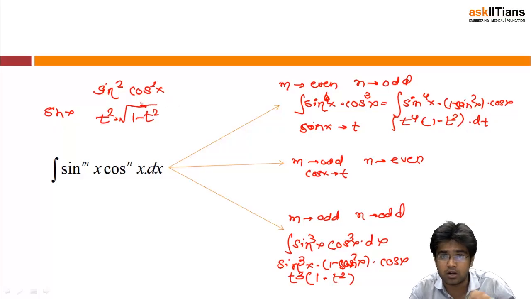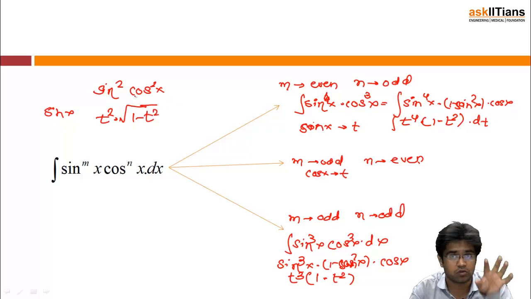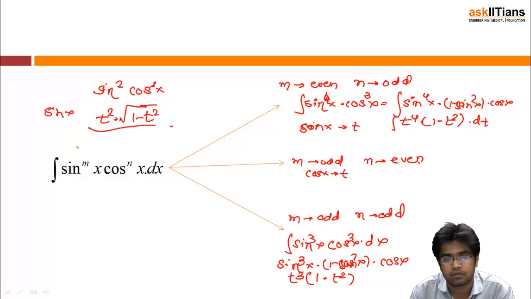Because cos x will be under root of 1 minus sine square, since one of the cos x is gone in the dt, then it will be difficult. So how can we solve this when both of them are even? That's a different case.